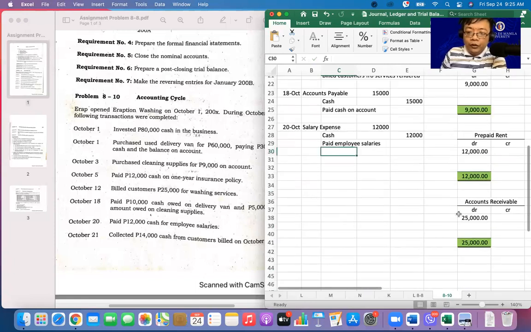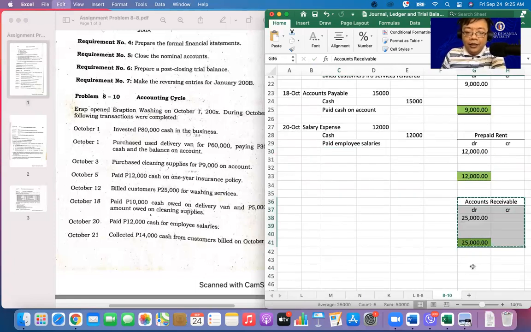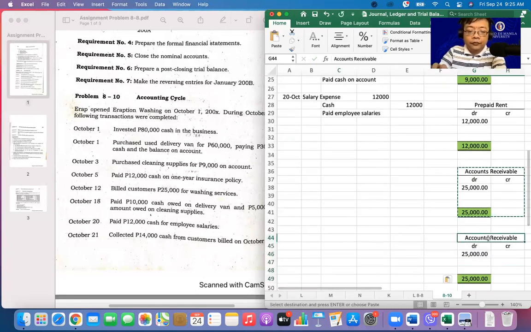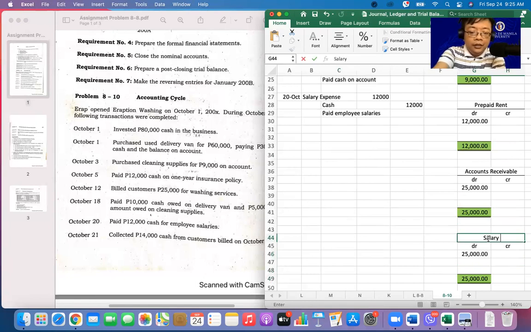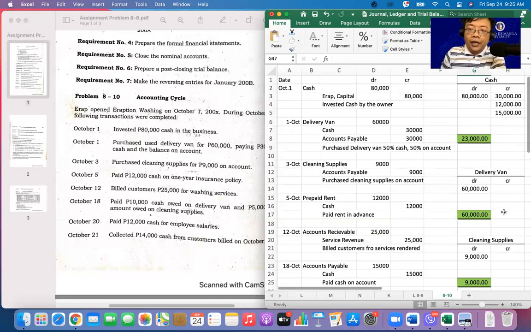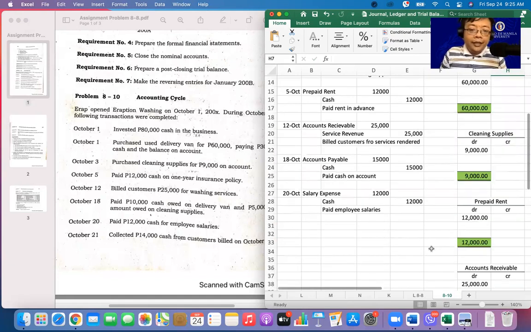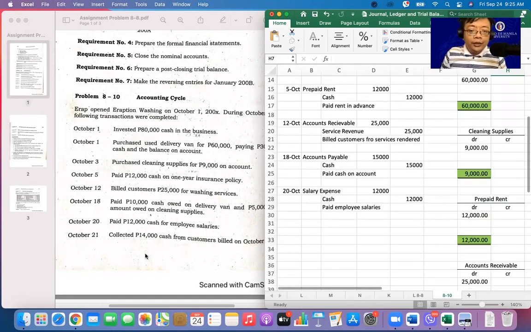So we have here salary expense. Salary expense, and it is worth 12,000. And also we have here cash worth 12,000. So walang problema. All right. Next, October 21.